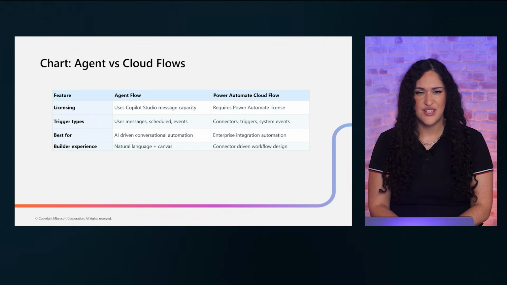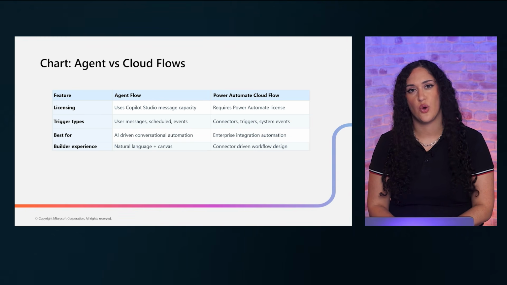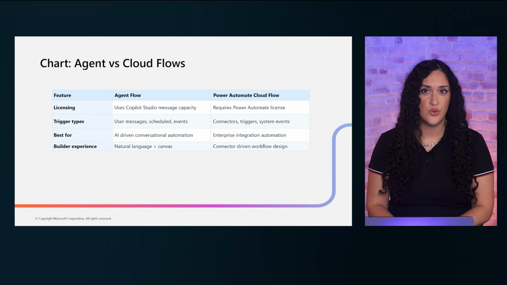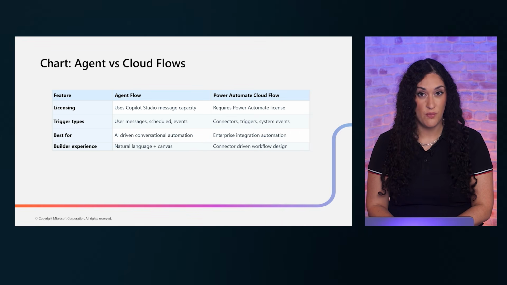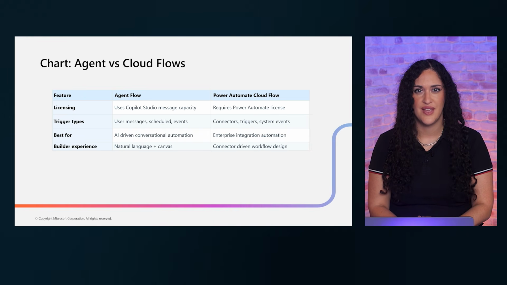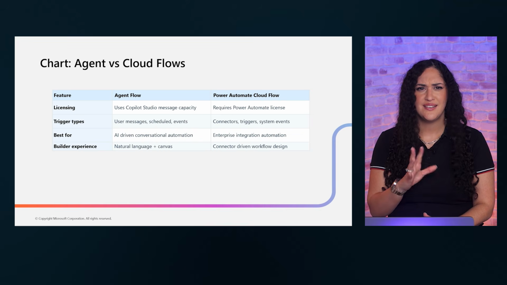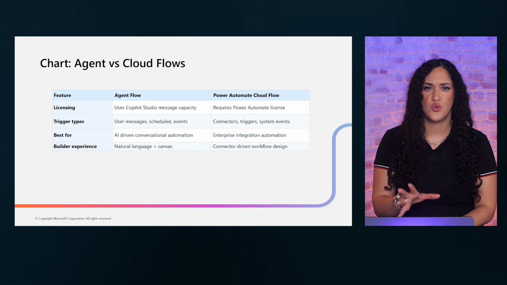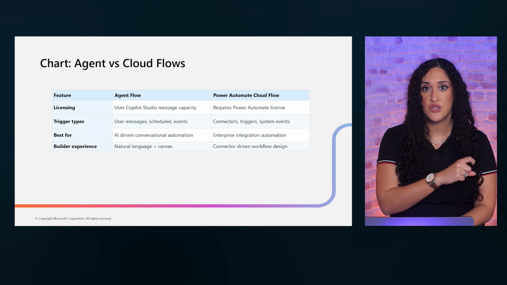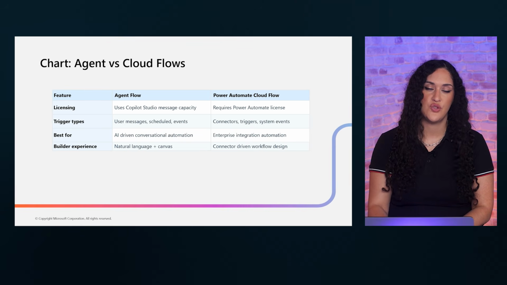It's important to understand the difference between agent flows and cloud flows. Agent flows are licensed through Copilot Studio capacity, while cloud flows require a Power Automate license. They have different trigger types and are optimized for different purposes. Agent flows are best for AI-driven automation that's tightly coupled with your agent's conversational behavior. Cloud flows are best for broader enterprise integration scenarios. You'll likely use both. The decision comes down to where the automation lives, whether it's agent-centric or part of a larger enterprise workflow, and which licensing model fits your organization.